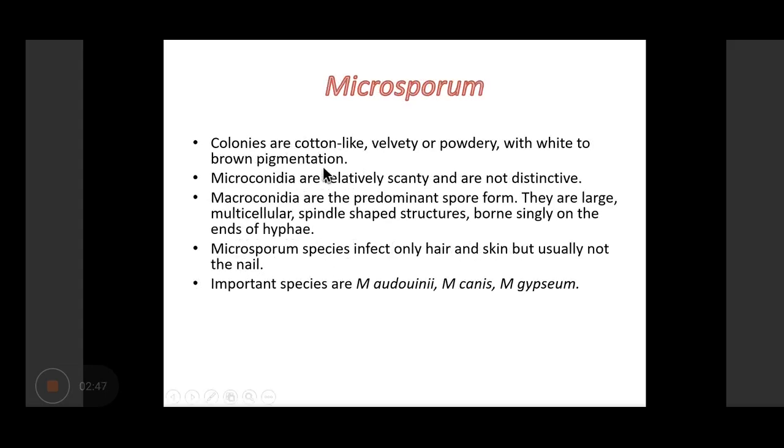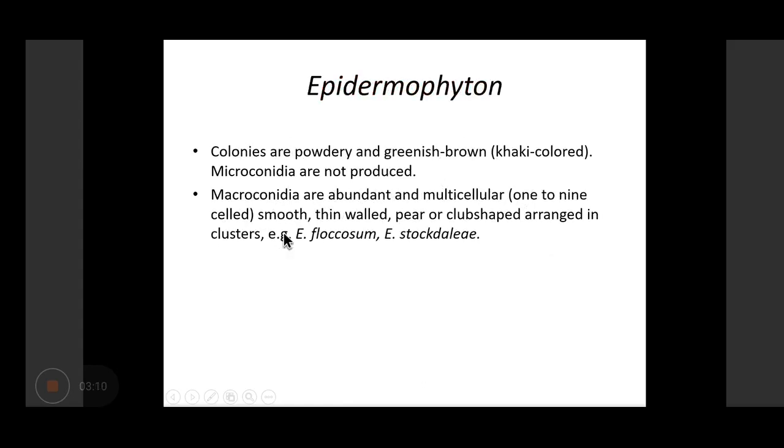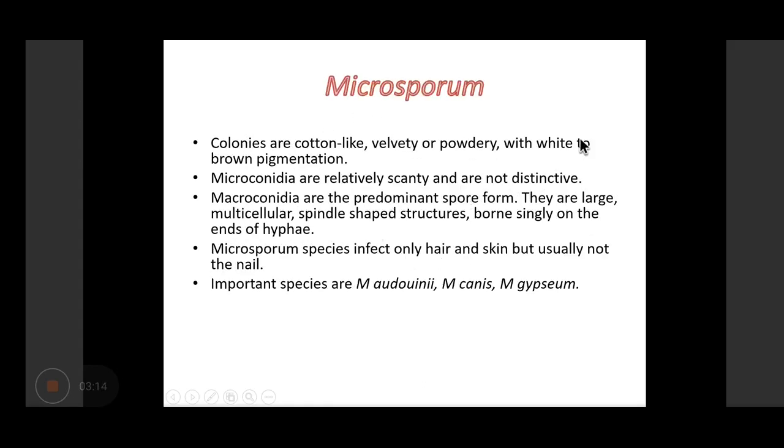Microsporum: the growth is cotton-like or velvety powdery with white to brown pigmentation. In Trichophyton, macroconidia were scanty and microconidia abundant. Here it is the reverse: the microconidia are relatively scanty and not distinct. Macroconidia are the predominant spores seen in Microsporum. They are large, multicellular, and spindle-shaped structures, borne singly on the end of the hyphae. I will show you the picture. Microsporum, as I told you, infects your hair and skin only, and some of the important species are Microsporum audouinii, Microsporum canis, and Microsporum gypseum.